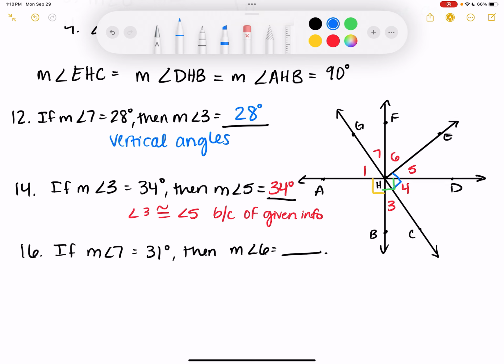Yep. So we're going to do 180. Well, let me do this. The measure of angle 6 is equal to 180 minus 90 from angles 4 and 5. So that was angle 4 and angle 5. And then minus 31, which is angle 7. So that means that that's equal to 59 degrees. So angle 6 is 59 degrees.